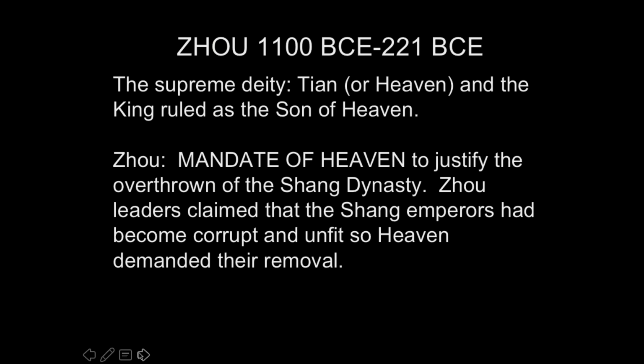Moving on, the next dynasty we discuss is the Zhou Dynasty. And they had a supreme deity named Tian, or heaven, and it is thought that the king on earth ruled as the son of heaven. So this is where the belief of the mandate of heaven comes about. And it is believed that this was actually used to justify the overthrowing of the Song Dynasty.